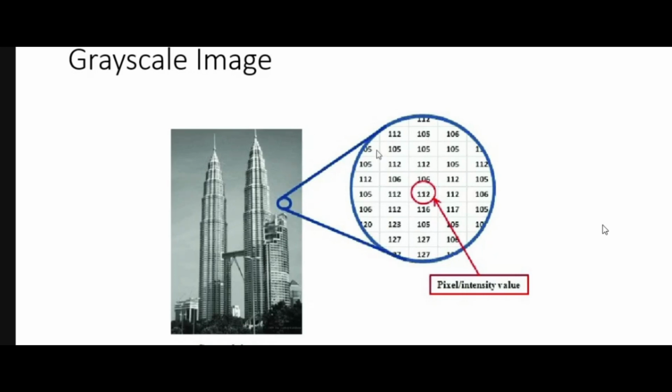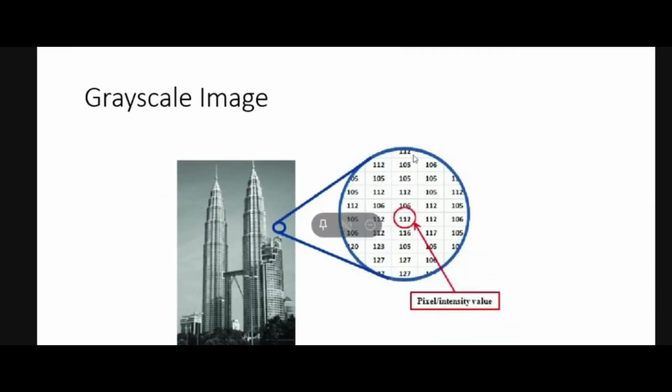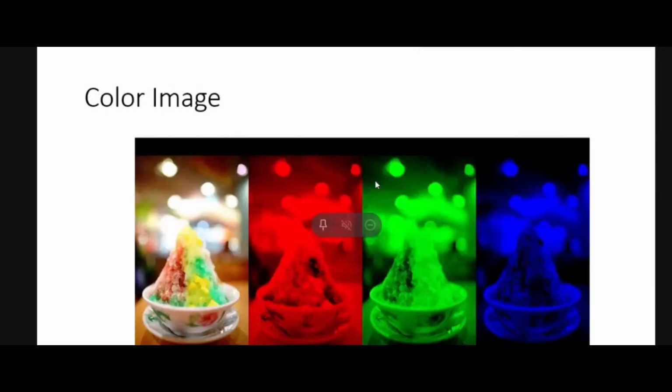Given this set of numbers, a collection of numbers arranged in a specified pattern, how do I infer the textual information embedded within these numbers? That is what OCR, optical character recognition, is all about.